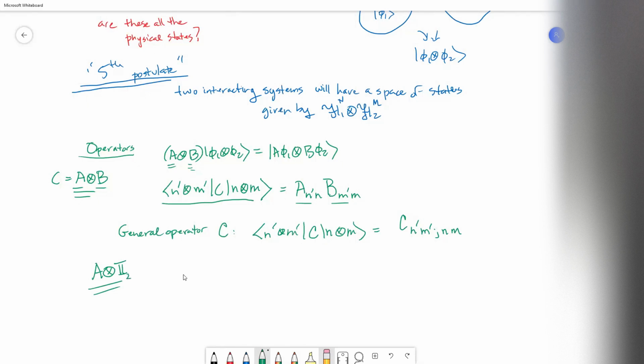And maybe you write a little 2 here to indicate that it's the identity for that second subsystem, right? Or like this. So this acts on system 2, and this acts on system 1. So that's kind of the idea. And of course, if you wanted the matrix elements of this, you can write those down too.